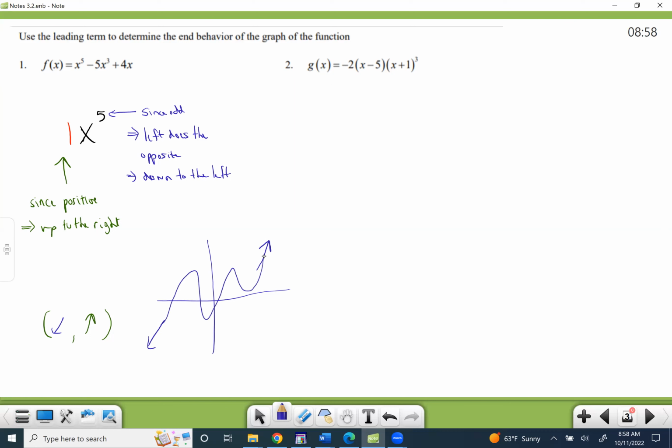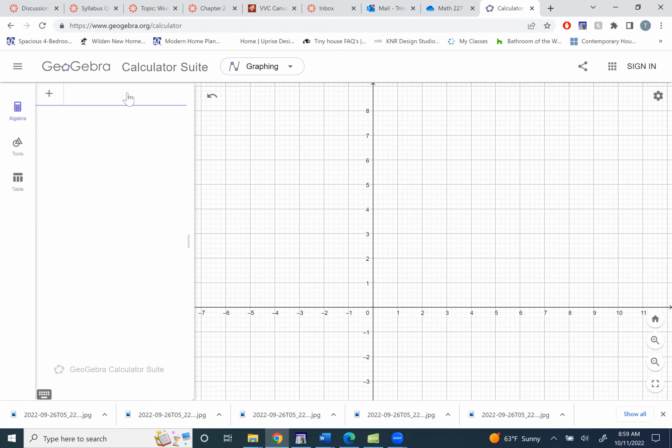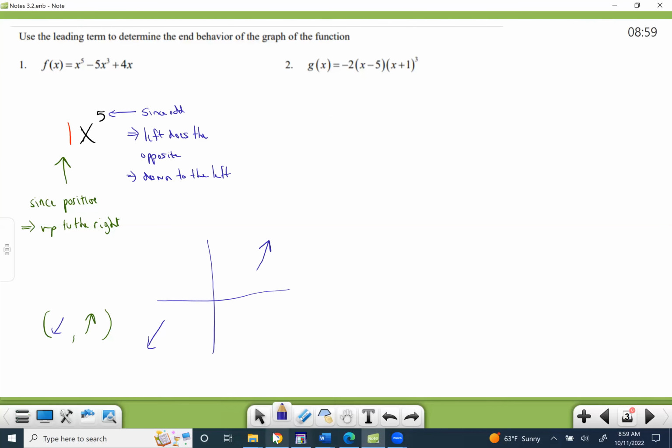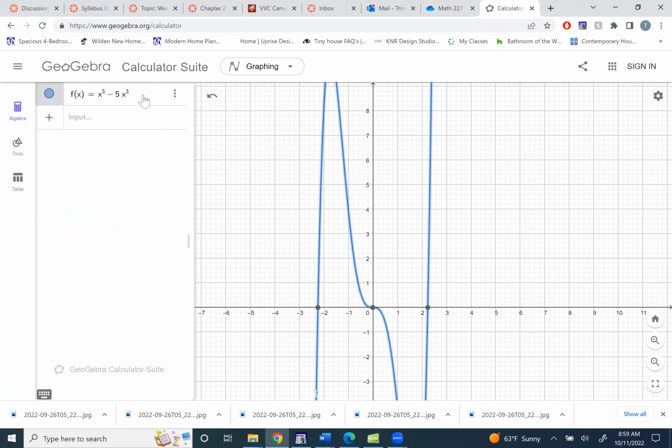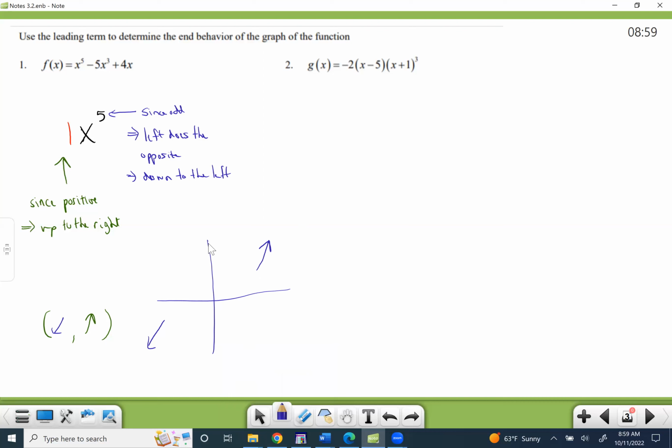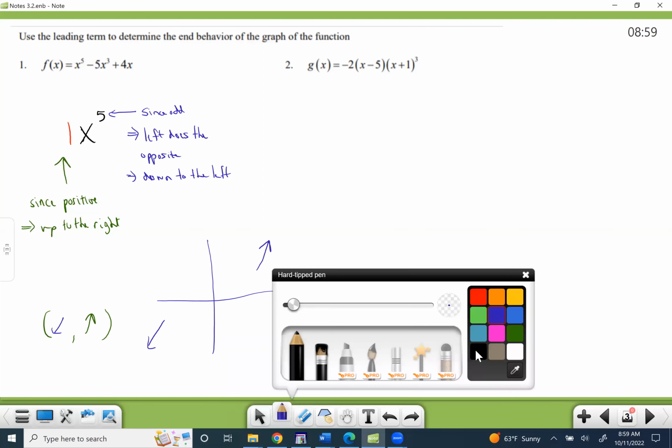Let me delete this one out. All right, so we got x to the fifth minus 5x to the third. Let me go see the rest. It's all my memory. Plus 4x. There we go. So it does go up to the right and it does go down to the left. Remember, we said all those wiggles in the middle we don't really care about, but we have the correct end behavior.